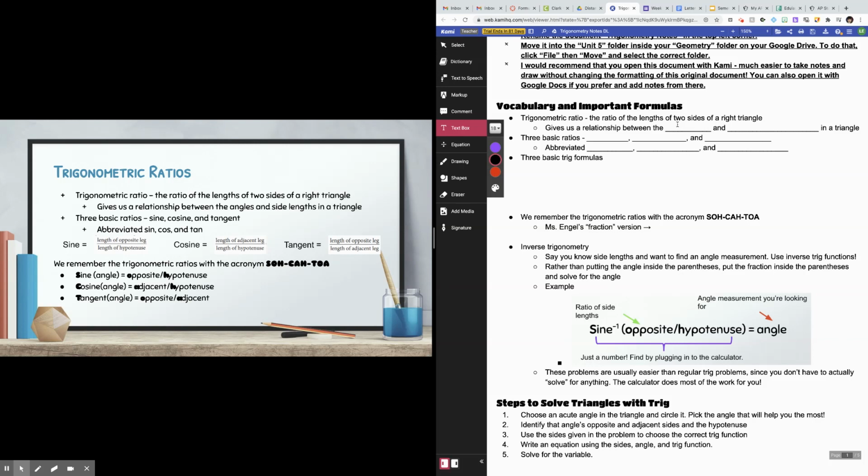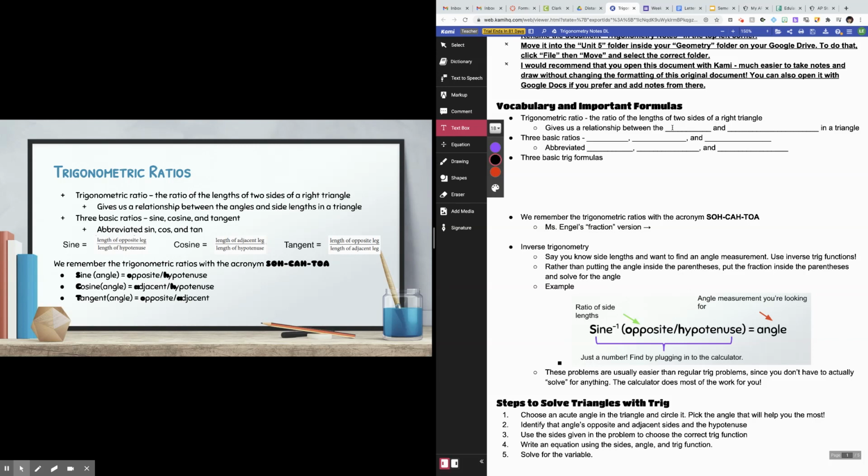You can use trig for other types of triangles, but that's an Algebra 2 type skill. If you're interested in learning about that, let me know, and I can show you a little about how we use these tools with triangles that are not right triangles. But for right now, we are going to look at how we use trig with right triangles.